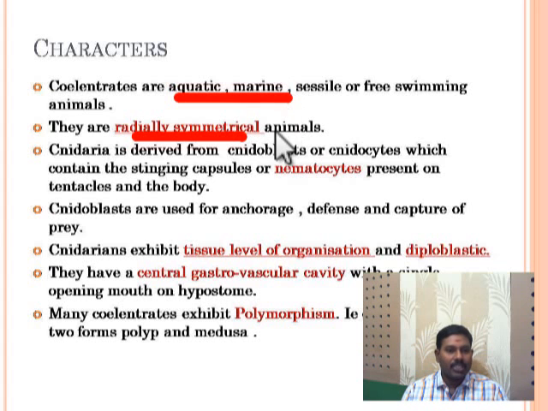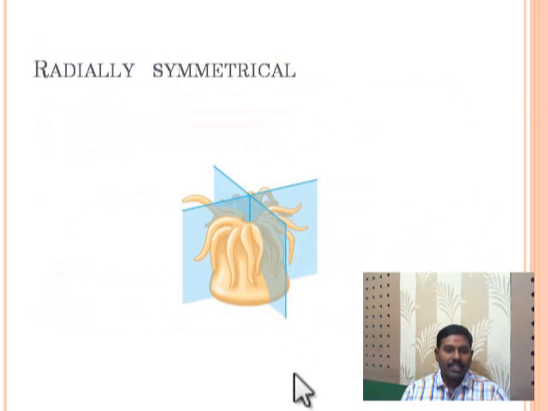Okay, this is a radially symmetrical organism. That means if you cut in any plane, the organism will be divided into two equal parts. Here you can see one structure of coelenterates. If this animal is divided in this plane, it will be divided into two equal parts, or in this plane, two parts. So coelenterates, phylum Porifera, all the animals belonging to this phylum possess radial symmetry. This is the very basic structure.